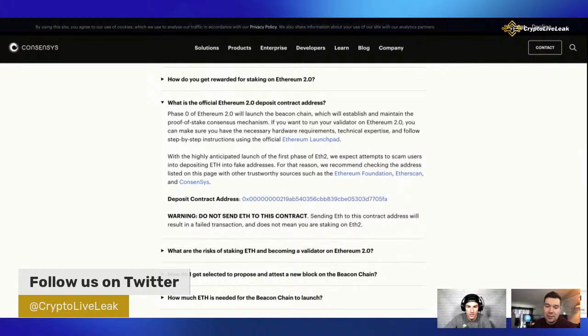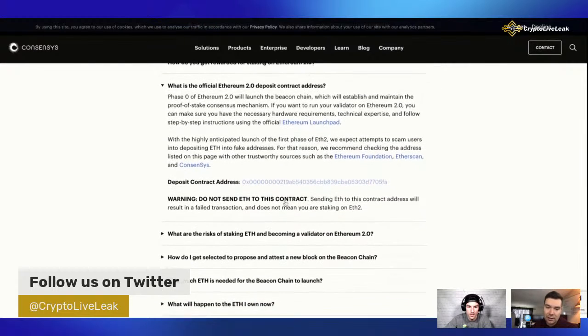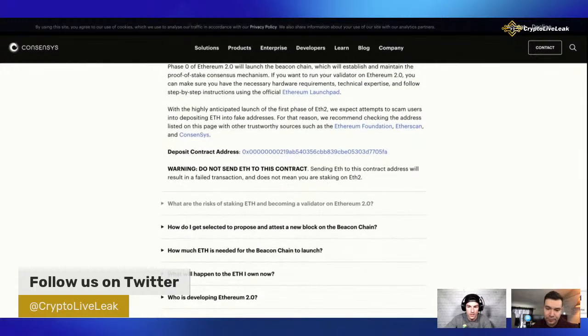Don't just blindly send ETH to this contract address or any other contract address until you fully understand the steps from the official websites. Make sure the websites are official. Double check, triple check it. This is the contract address. You can check this on Consensys' website, you can check this on Etherscan, and even the Ethereum Foundation has a place that you can check to make sure you're dealing with the right smart contract address.